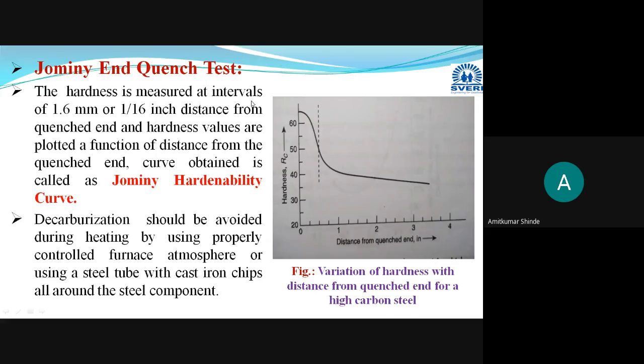The hardness is measured at intervals of 1.6 millimeter or 1 by 16th inch distance from the quenched end. Already I have explained this. And hardness values are plotted as a function of distance from the quenched end, and this type of curve is obtained. This curve is termed as Jominy's hardenability curve. Okay, this curve you have to plot.